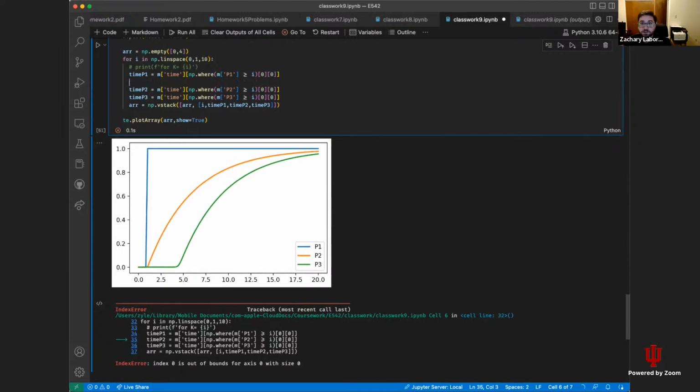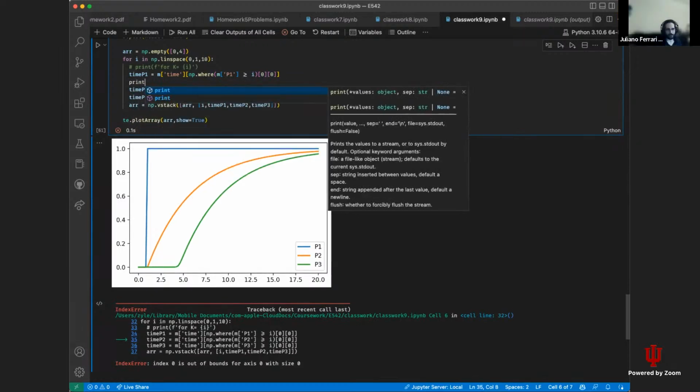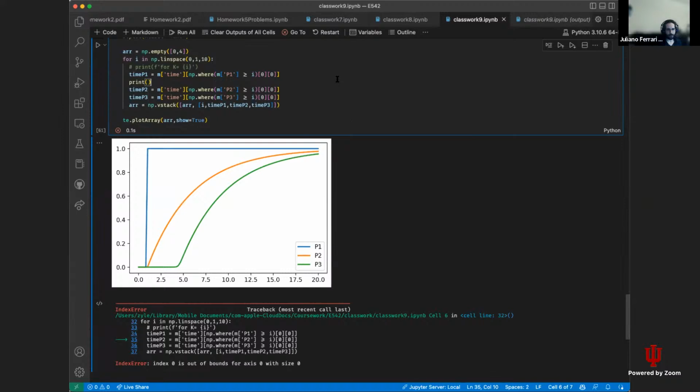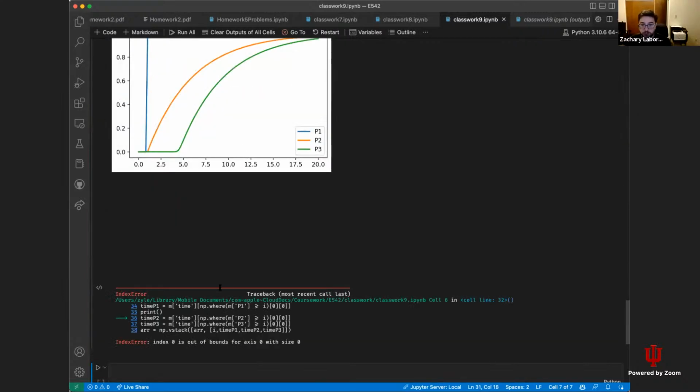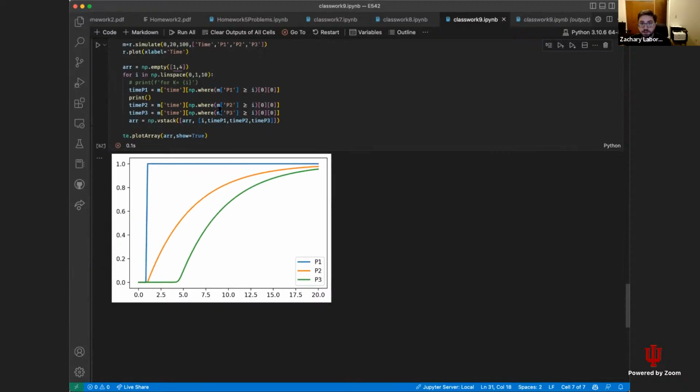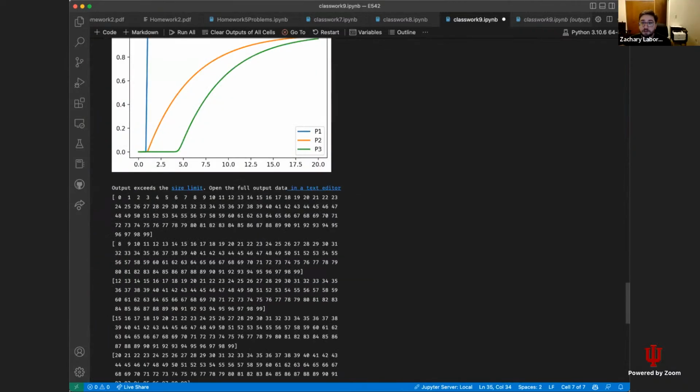It's for P2, so if I try doing, I think for empty you need 1,4. Oh, sorry, no? Okay, try that. Yeah, that's still giving me the same issue. I think it's probably where it's drawing the error. Let's try seeing what happens if I print it.